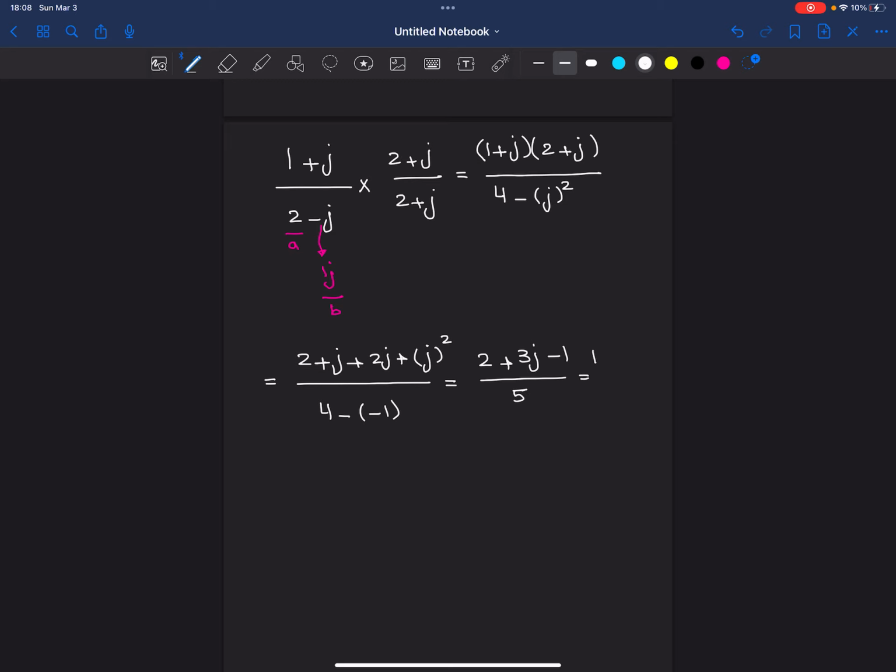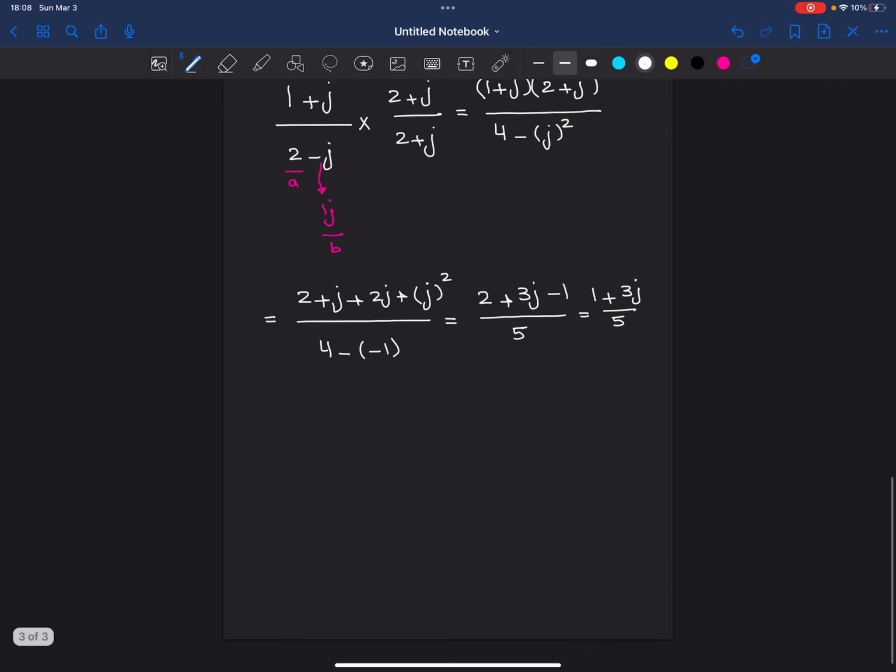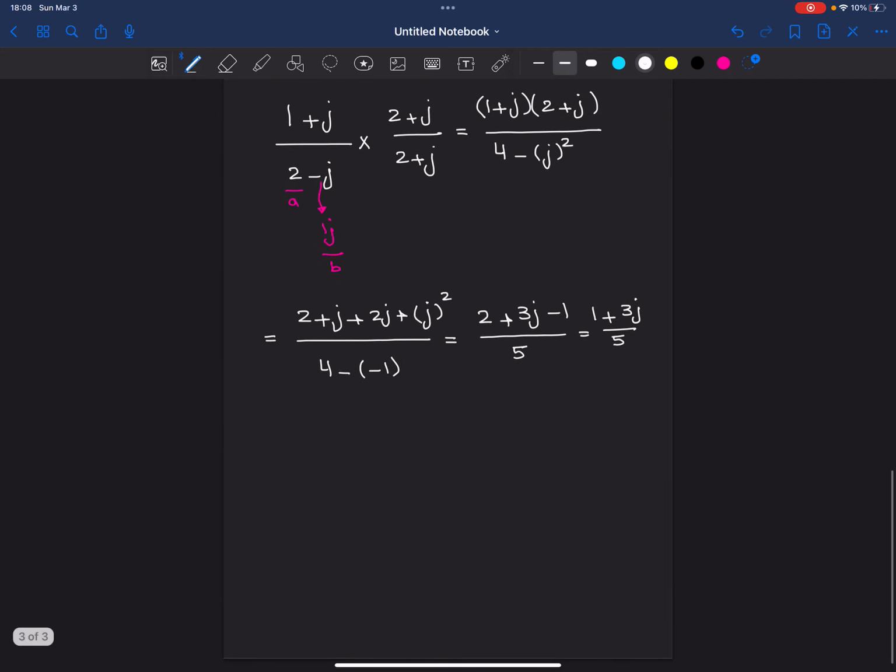So that is 1 plus 3j over 5. And I can write this as 1 over 5 plus 3 over 5j. So I represent it in a complex number format. So I have x plus yj. All right.